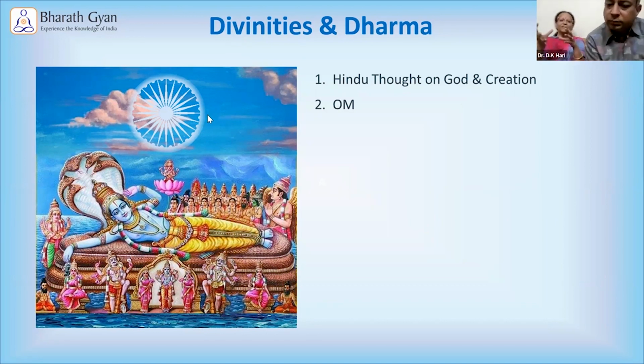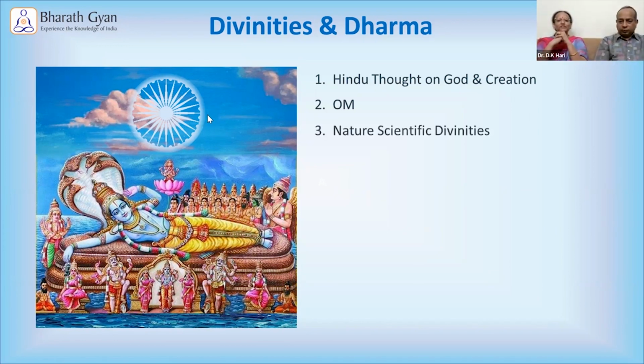So why these divinities and Om? And Shiva himself is called Omkarna. So all of that we will see. Then nature, scientific divinities. Because if you look at the Veda, the kind of devas that it talks about, there are so many different devas. They're grouped differently, and each one has a specific role. So what is their role in the overall scheme of the Hindu divinities?